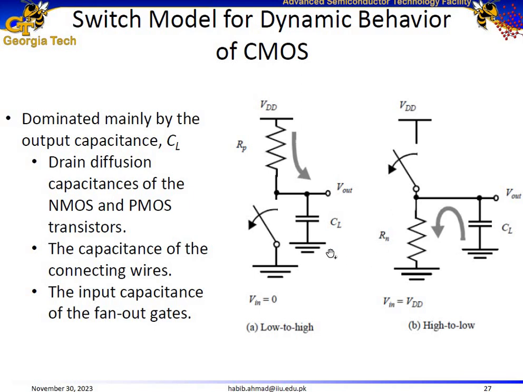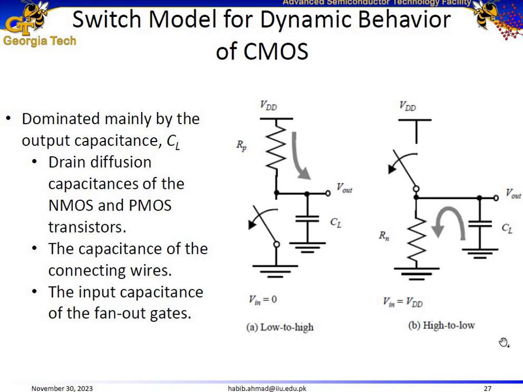So let us proceed further. Here is the switch model for the dynamic behavior of the CMOS. We know that for the low to high transition, when the input is low, the PMOS is conducting and the NMOS is open. So in this case, our Vout is connected to VDD through resistance Rp, which is the resistance of the PMOS. And this capacitor over here, CL, charges through VDD.